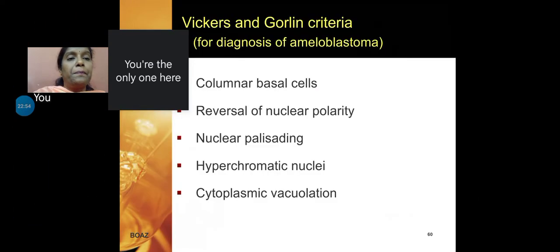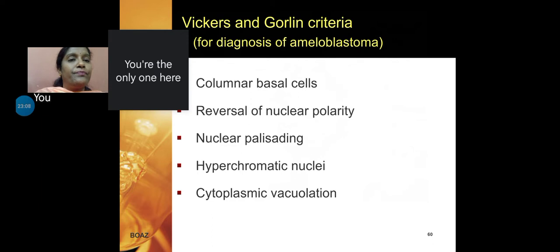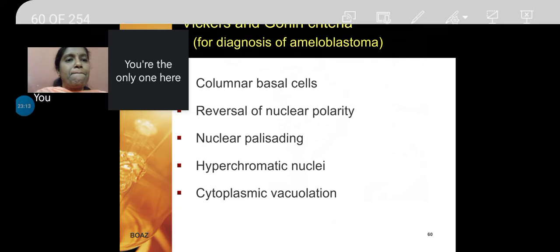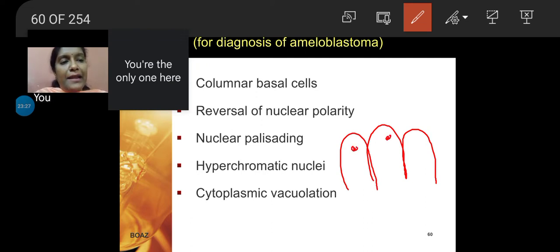Okay. So in order to identify ameloblasts, there is a criteria known as Vickers-Gorlin criteria, which helps in identifying a cell as ameloblast. So the criteria is, first of all, you need to have tall columnar cells. These columnar cells have to be arranged parallel to each other. There should be reversal of nuclear polarity. That means the nucleus should move in the opposite direction to that of the basement membrane.